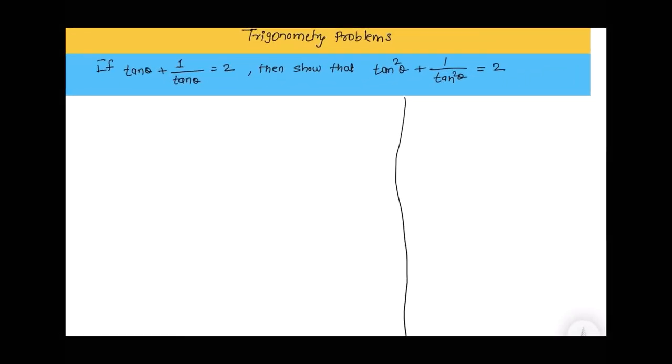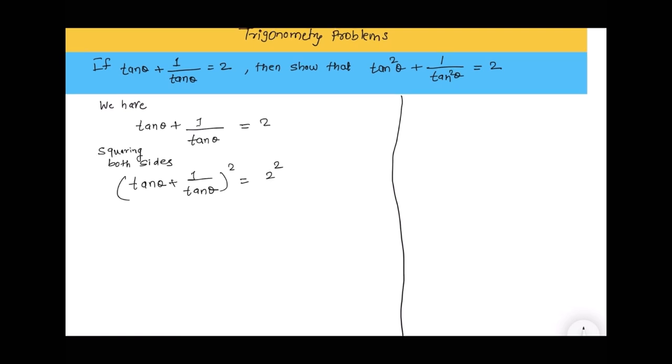Let us solve the next problem. We have to prove if tan theta plus 1 upon tan theta is equal to 2, then we have to show that tan square theta plus 1 upon tan square theta is equal to 2. We have tan theta plus 1 upon tan theta is equal to 2. Let's square on both sides. We will get tan theta plus 1 upon tan theta bracket square is equal to 2 square.